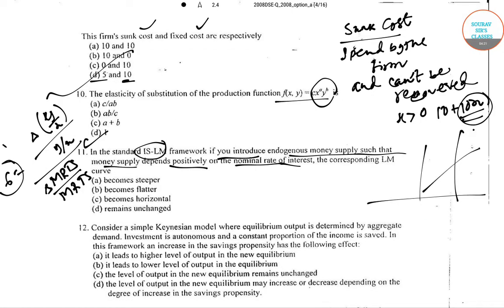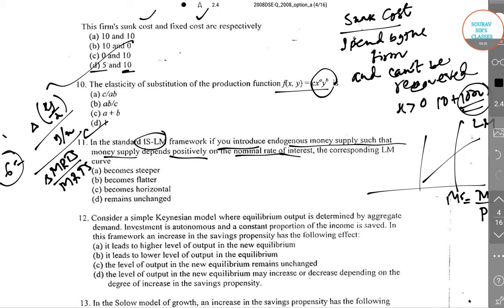There was the LM curve which is positively sloped, but the money supply function, which was M by P, is actually given and fixed. But now we are saying that it is actually a positively sloped function of the nominal interest rate. Then in that case, what will happen to the LM curve? So basically the sensitivity of the LM curve will increase, so it will be flatter.